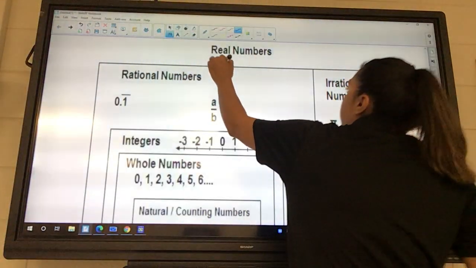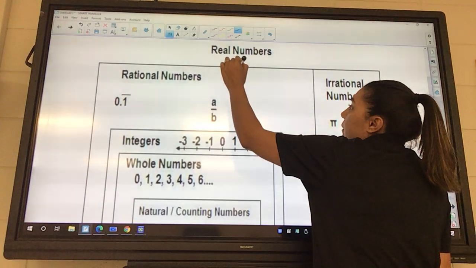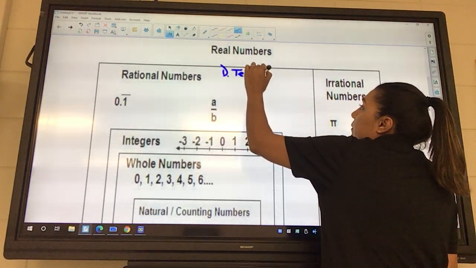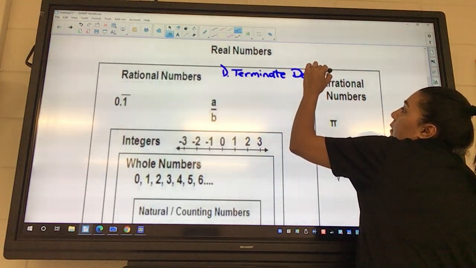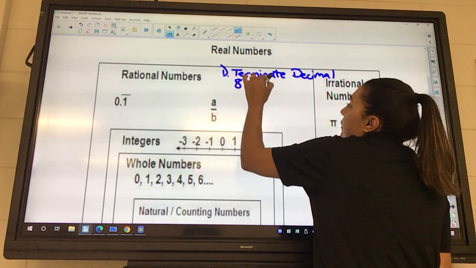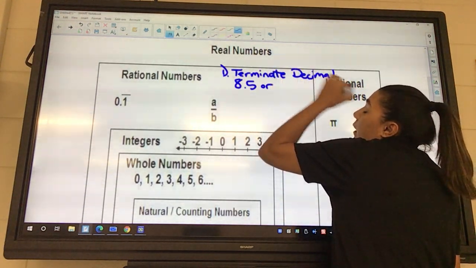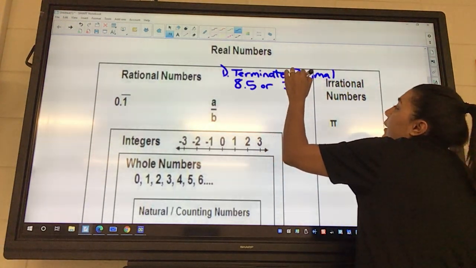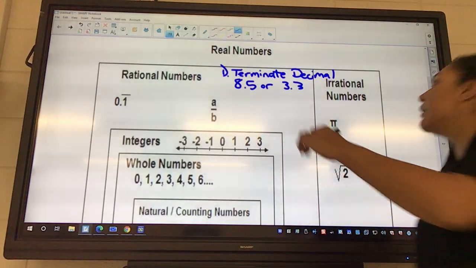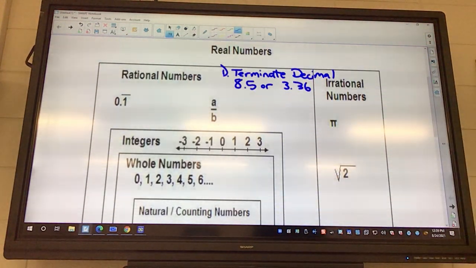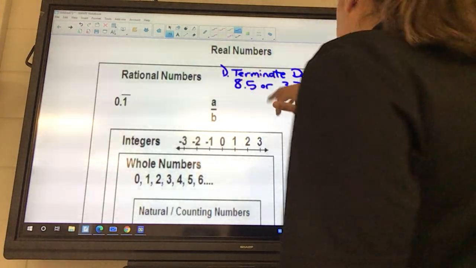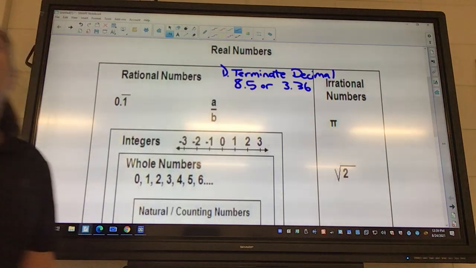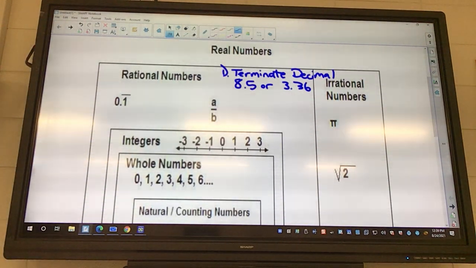So, the very first type is going to be a decimal, and it's going to be called a terminating decimal. That looks like this, like 8.5 or 3.36. So that's one type, a terminating decimal, means the decimal ends. You could say like 8.5 or $8.50, 3.36, it terminates. What terminate means is the decimal doesn't go on forever and ever.